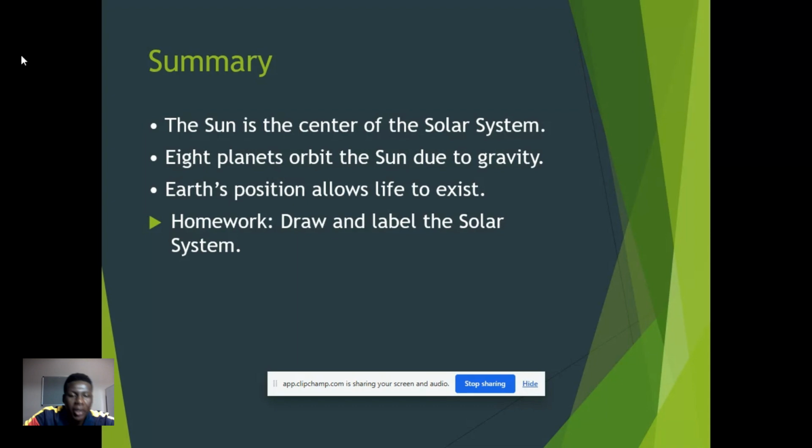We have 8 planets. From the sun, we have Mercury, Venus, Earth, Mars, Jupiter, Saturn, Uranus, and Neptune. For your homework, draw and label the solar system. Then go and do your activities.